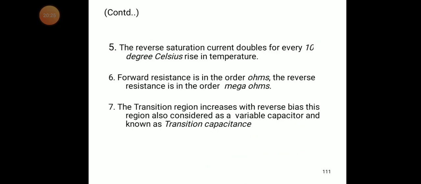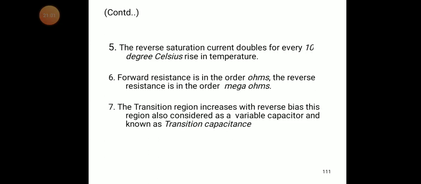The reverse saturation current doubles for every 10 degrees Celsius rise in the temperature. In the reverse bias, we have the reverse saturation current. The property of the reverse saturation current is that for every 10 degrees centigrade rise in temperature, the reverse saturation current, that is the leakage current, doubles.